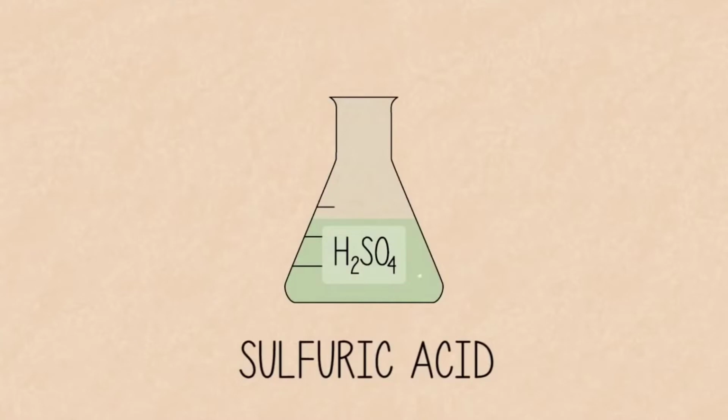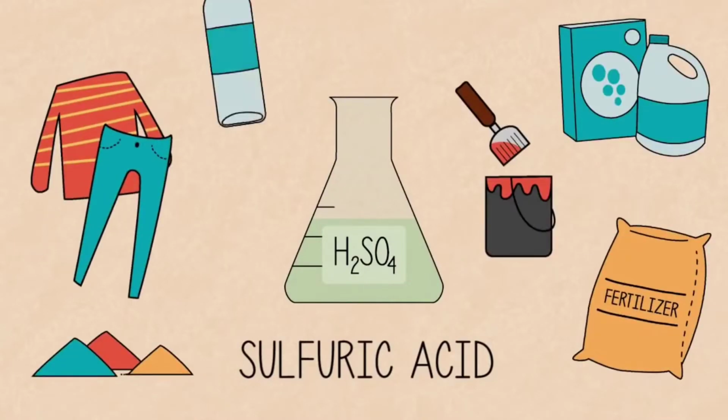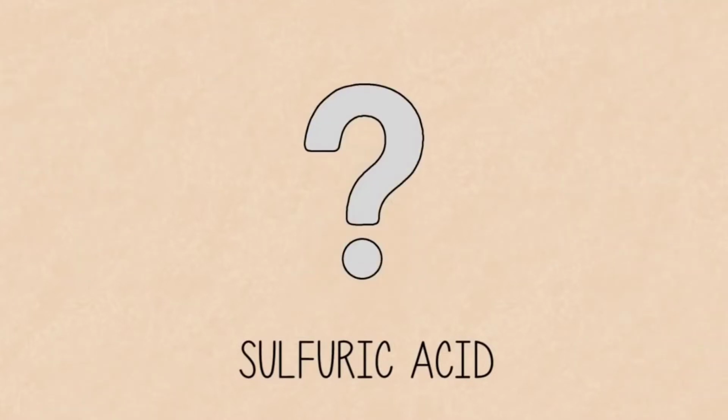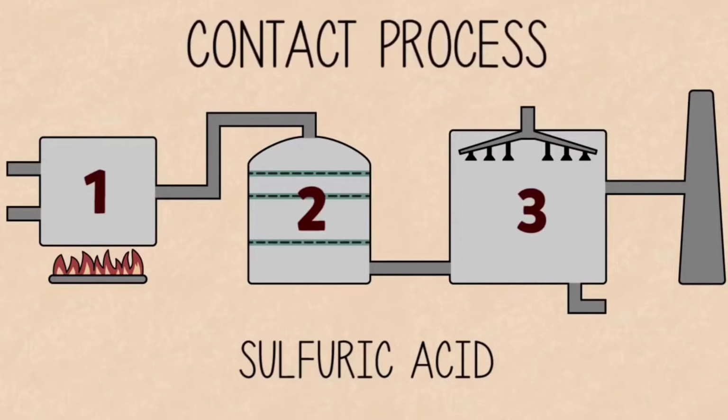Sulfuric acid is a very valuable chemical. It is used in the manufacture of detergents, dyes, fabrics, fertilizers, paints, and plastics, and in many other products. But how is sulfuric acid made? Sulfuric acid is made in a three-stage process called the contact process.